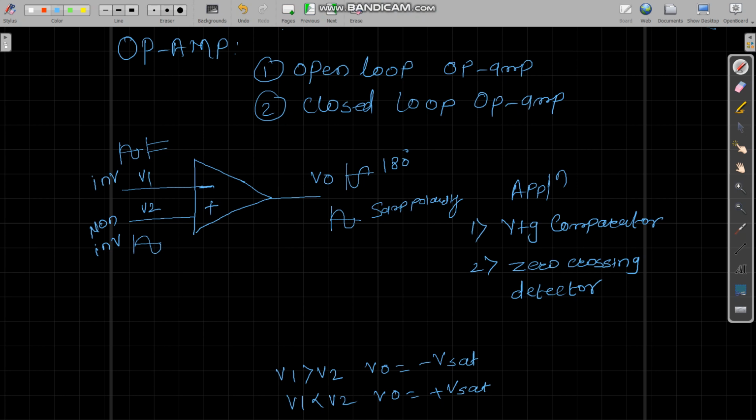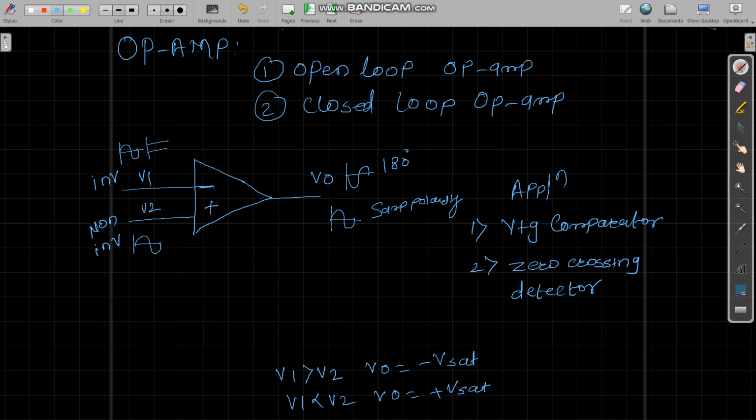voltage comparator and zero crossing detector, wherein a voltage comparator is a device which compares the two input voltages given to it and produces the output accordingly. And a zero crossing detector is one wherein the output will be high when the input has crossed zero. So now we can see that the output always oscillates between plus Vsat and minus Vsat.